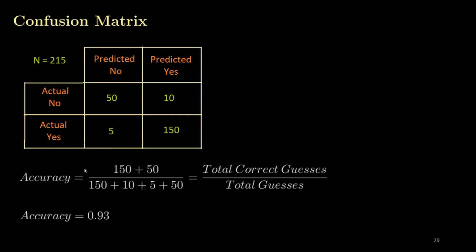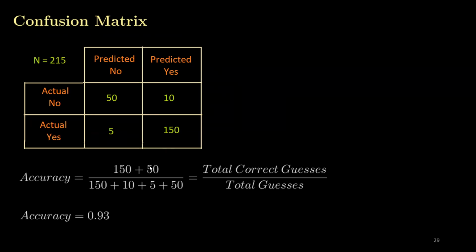So here we can see that if I want to calculate the accuracy with the help of this confusion matrix, I have total correct guesses over total guesses. Total correct guesses are 150 over 150. This is a correct guess because it belongs to the negative class, and the model is also saying that it belongs to a negative class. This is also a correct guess because it belongs to a positive class, the class whose name is yes, and the model is also saying that it belongs to a positive class. So these are the two correctly classified samples.